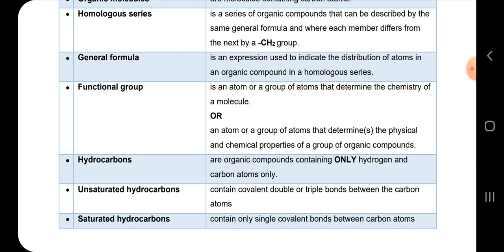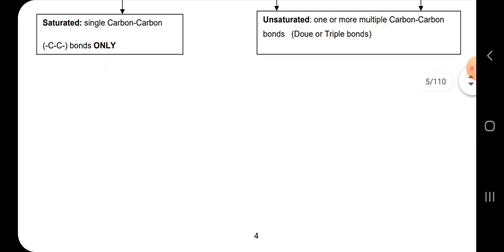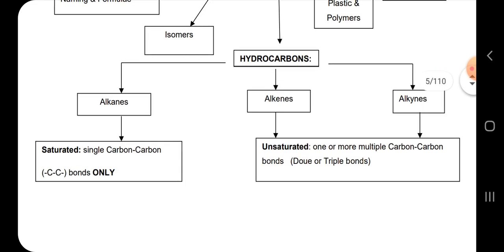And then we have saturated hydrocarbons. So saturated hydrocarbons contain only single covalent bonds between carbon atoms. Now just going up a bit, here are your hydrocarbons. I hope you're writing notes. Your hydrocarbons are alkanes, alkenes, and alkynes. Okay, those are your hydrocarbons. But for a saturated one, we only have alkanes. Alkanes are saturated hydrocarbons, and then alkenes and alkynes are unsaturated.